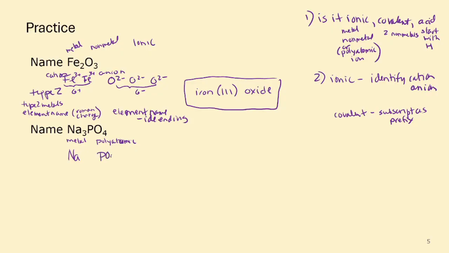So as I write these down, I'm going to determine what their charges are. Sodium, it's group 1, so it's always +1. This is going to be a type 1. And for the polyatomic, I have to go look at my sheet and look it up. This is 3-, and it's called phosphate. Because it has a reserved name, that is how I name it. So I already have the ending name. For a type 1 metal, it is only the element name. I don't need any charge. So this would be sodium phosphate.